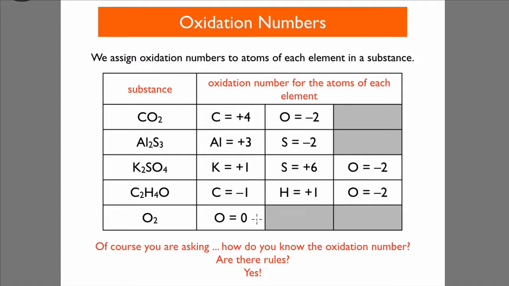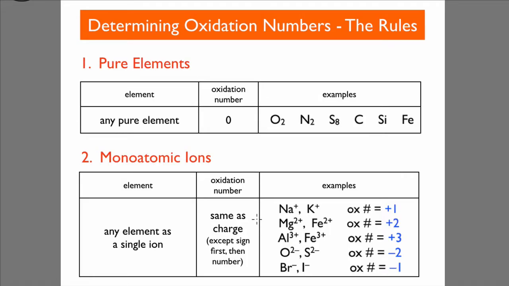So what are the rules? How do we know these things? Well, there's a whole bunch of rules, as you could probably guess. For pure elements, the oxidation number is 0. So all of the diatomic molecules we've grown to love and standalone pure elements have an oxidation number of 0.